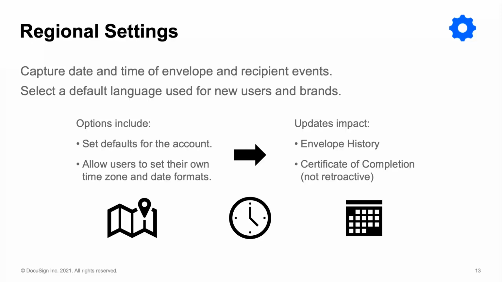Now, if you have people that are located throughout the country or internationally, you can also allow your users to set their own time zone and date format preferences. For example, maybe you're headquartered on the East Coast, but you have one or two users that are maybe working remotely in the Central time zone or on the Pacific time zone. They might prefer to see data in their own time format.